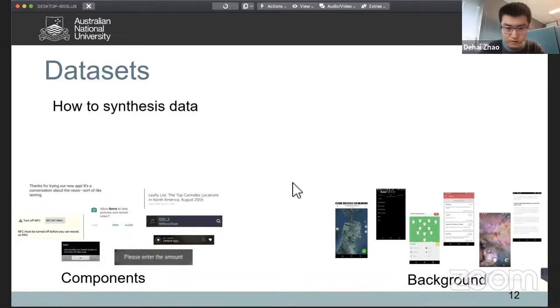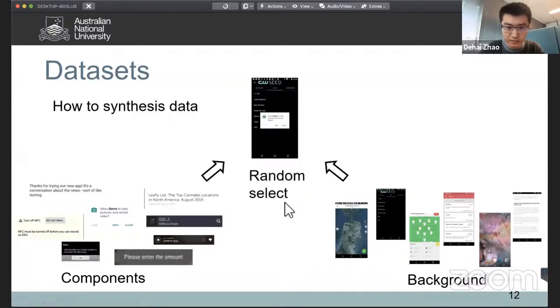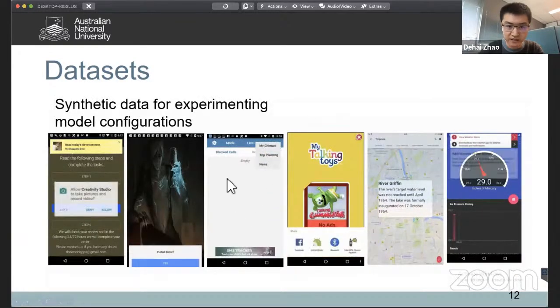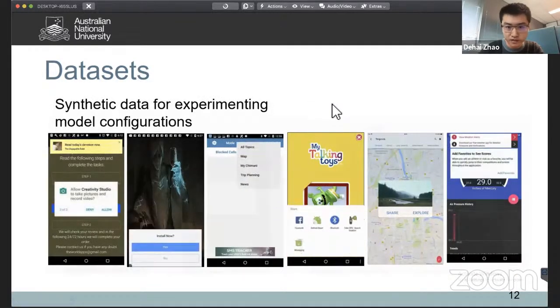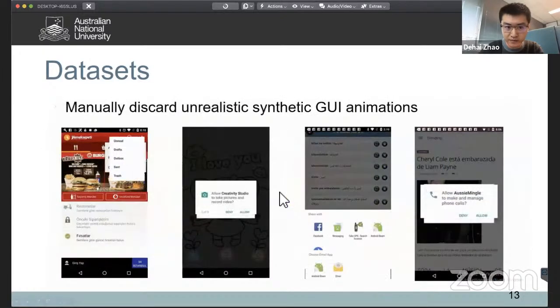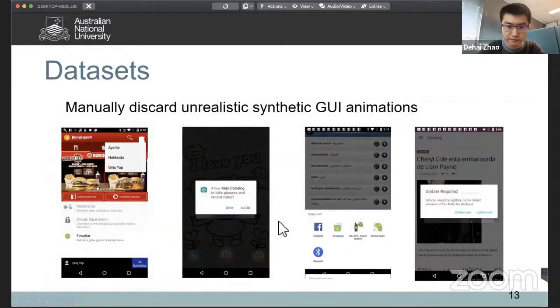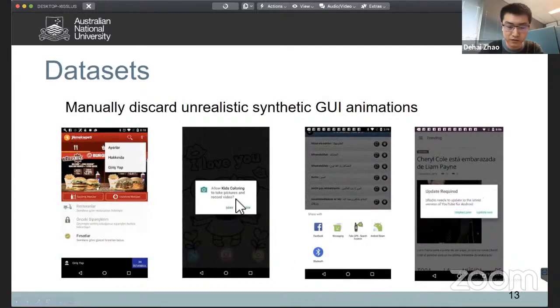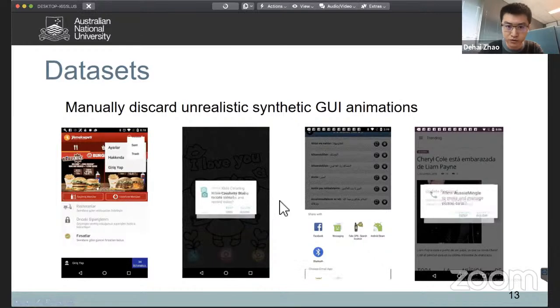We just select the materials randomly and paste the component on the background. So we just generate the synthetic data like this. As the materials are selected randomly, there is some unreasonable data. For example, you cannot paste a pop-up window upon another pop-up window. So we manually remove the unreasonable data to make the synthetic data look like the real-world data.